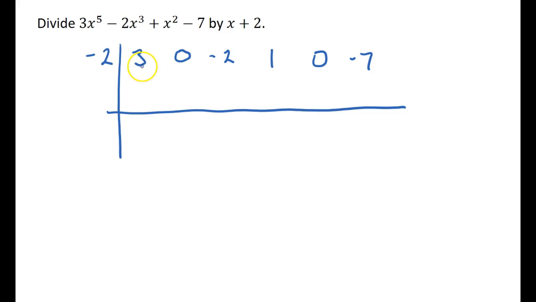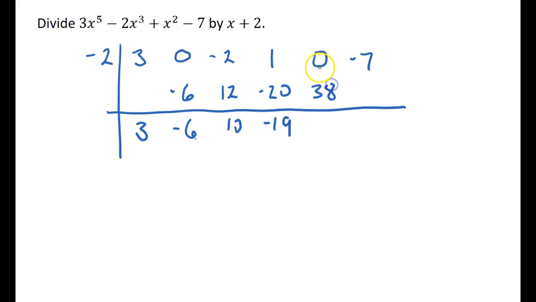Okay, skip a space and bring down my first coefficient, 3. 3 times -2 is -6. Plus 0 is -6, times -2 is +12, minus 2 is 10, times -2 is -20, plus 1 is -19, times -2 is +38, plus 0 is 38, times -2 is -76, minus 7 is -83.